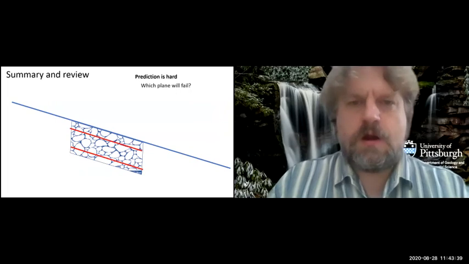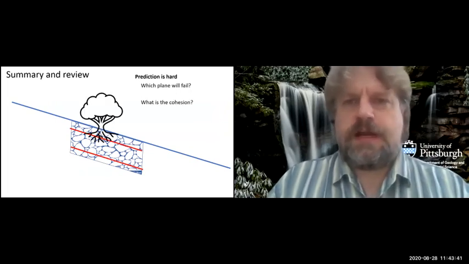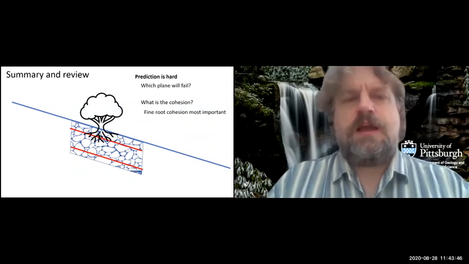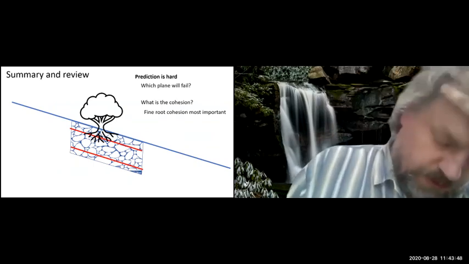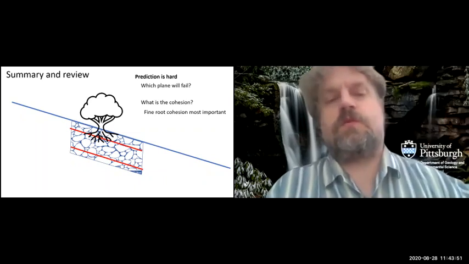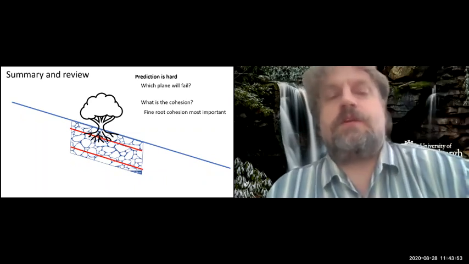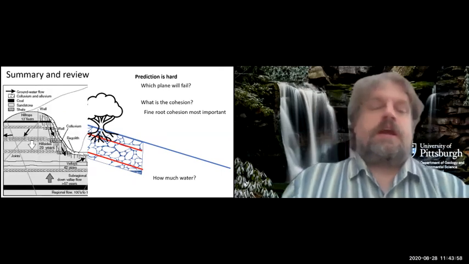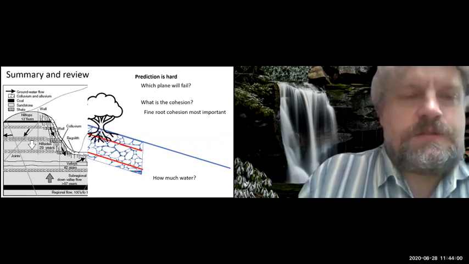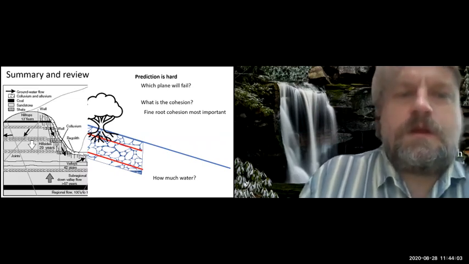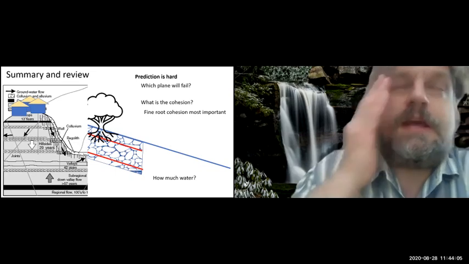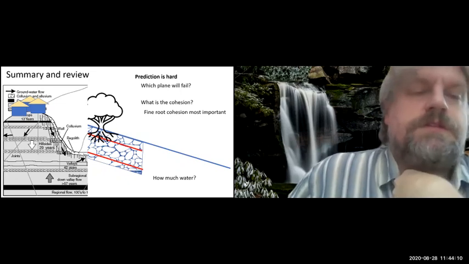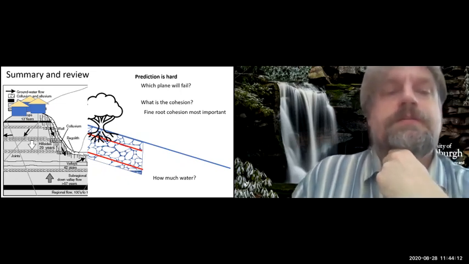Let me just summarize. This prediction is hard. We have multiple planes to look at. We don't have a good idea of what the cohesion is. And this is further complicated by the fact that the fine root cohesion is much more important than the thick root cohesion, and we really have no way to do a come-along analysis on that. Figuring out how much water in these wet hillslopes is around is a problem. And again, I work in urban systems, so this is a particularly big problem as you have deteriorating infrastructural systems. You can get water in really unexpected places.